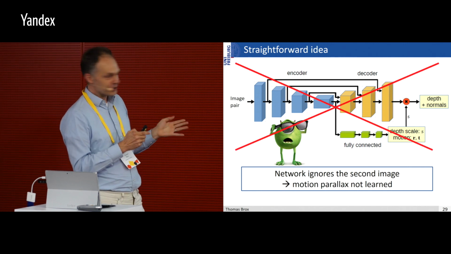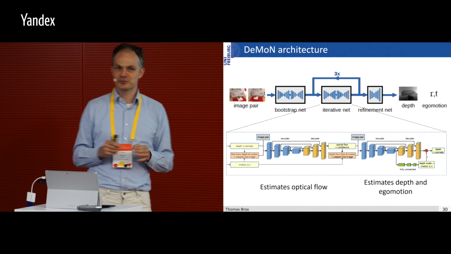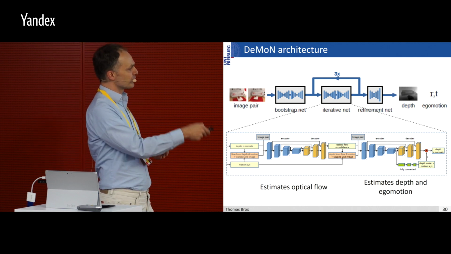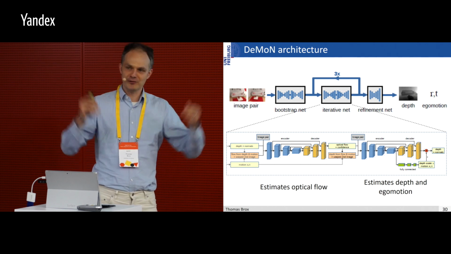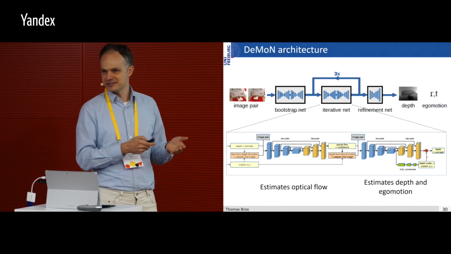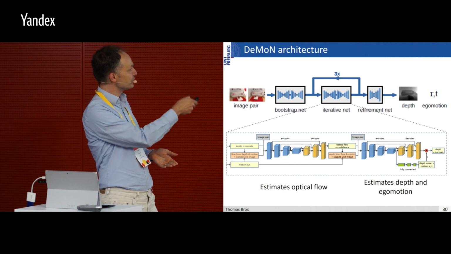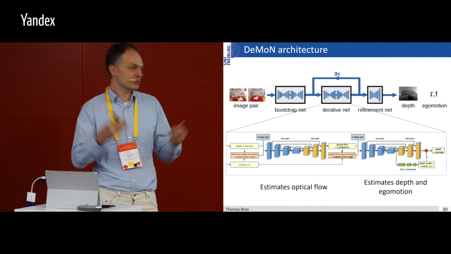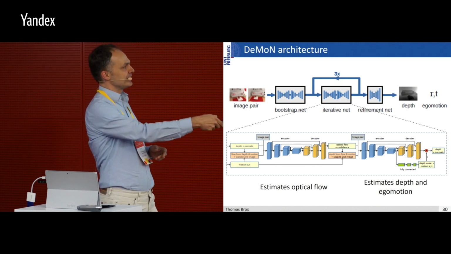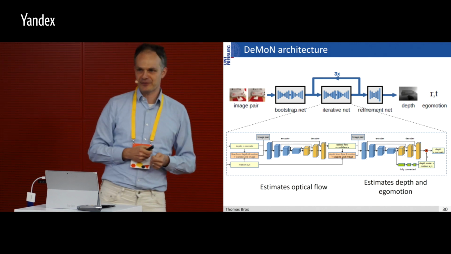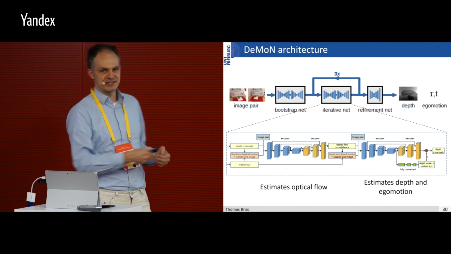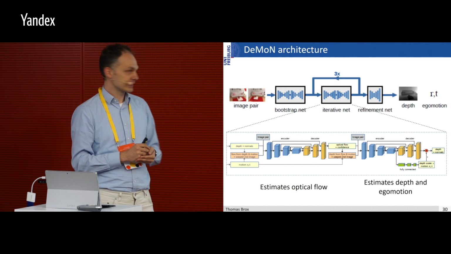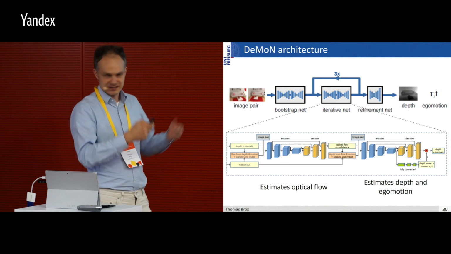So this approach didn't work, and we had to put a little bit more structure into the network by forcing it to compute optical flow. We already had FlowNet, so it was a good idea to force the network, from these two images, to first compute some optical flow, so then it's forced to use the correspondences, and only then it is allowed to estimate the depth and the ego motion. Now it has already some idea of the motion parallax. Yeah, and that's the main idea here.